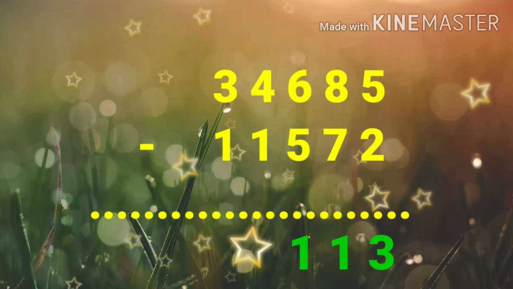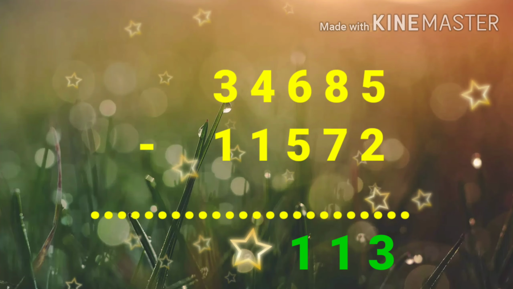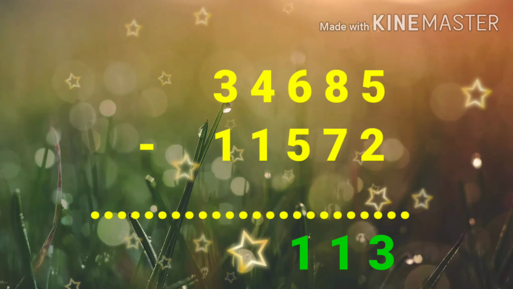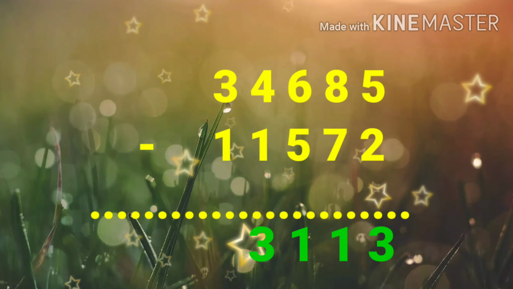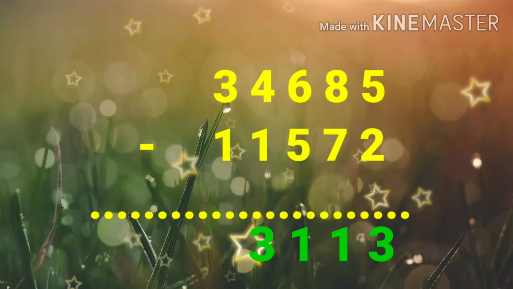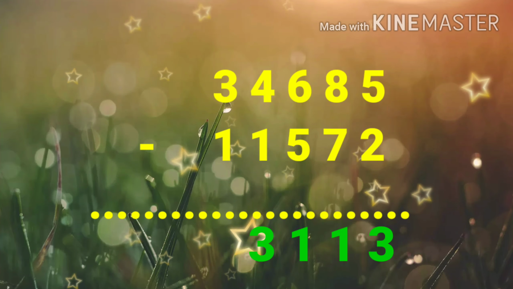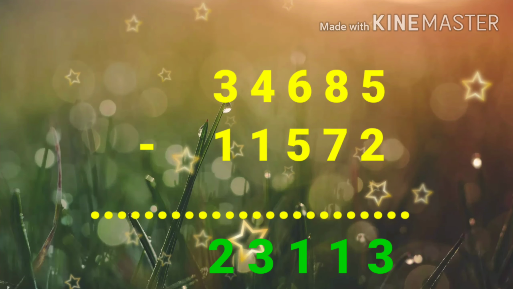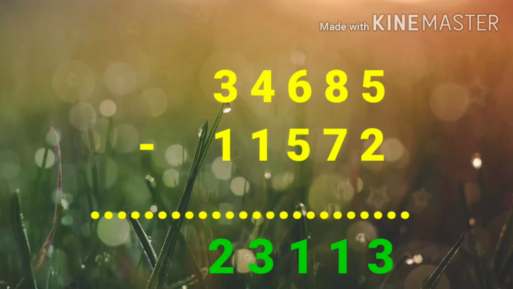That is 1. Thousands place 4 and 1. This is match. Now what should be added to 1 to get 4? That is 3. Now 10,000 place 3 and 1. This is also match. Now what should be added to 1 to get 3? That is 2. So the final answer is 23,113.